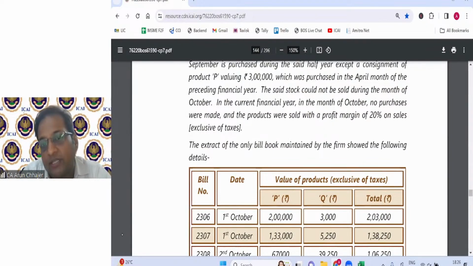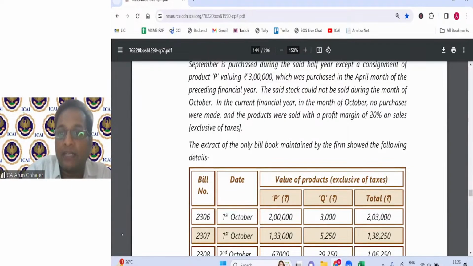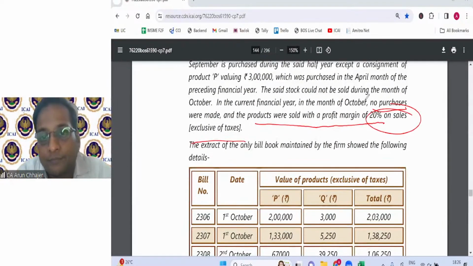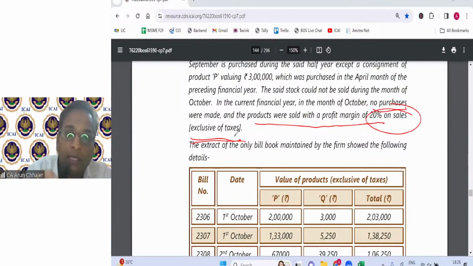In the current financial year in the month of October no purchase were made. याद रखना है, ये अंडरलाइन कर लीजिए, कोई भी परचेज नहीं थी. And the product was sold with a profit margin of 20% on sale, exclusive of GST. Till now, we are reading the question. We'll spend 5 or 10 more minutes and then we'll start solving the problem. Now they are saying, take a margin 20% on sales.